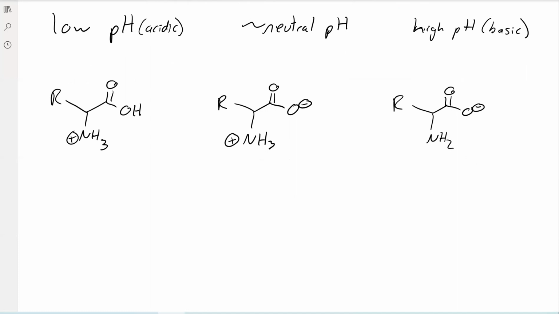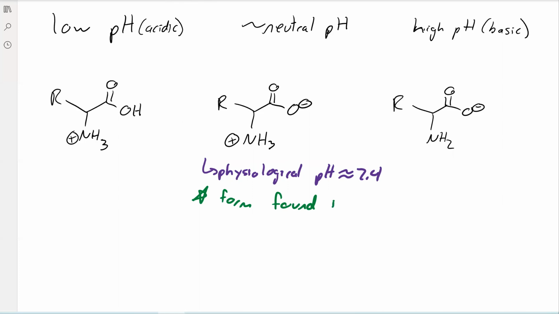Cool. This one right here with approximately the neutral pH is what happens in our body. So the physiological pH is approximately 7.4. So you can see that's approximately neutral. A neutral pH is 7.4. That's pretty close. So this one in the center is the form found in the body. Generally, of course, there are always exceptions.